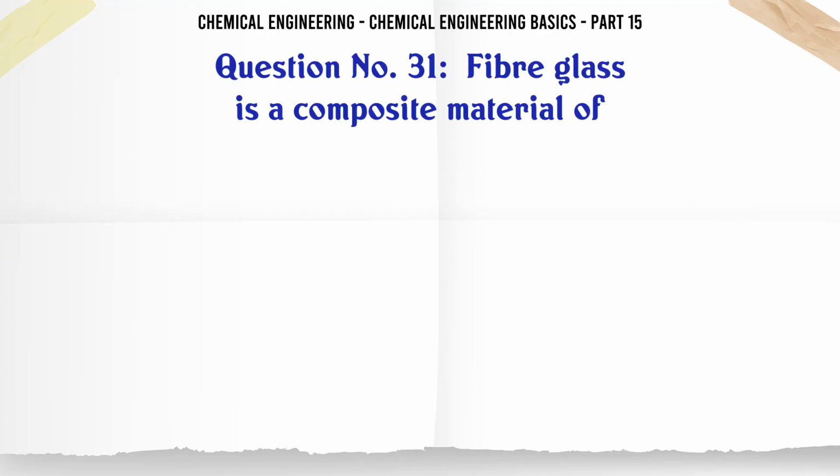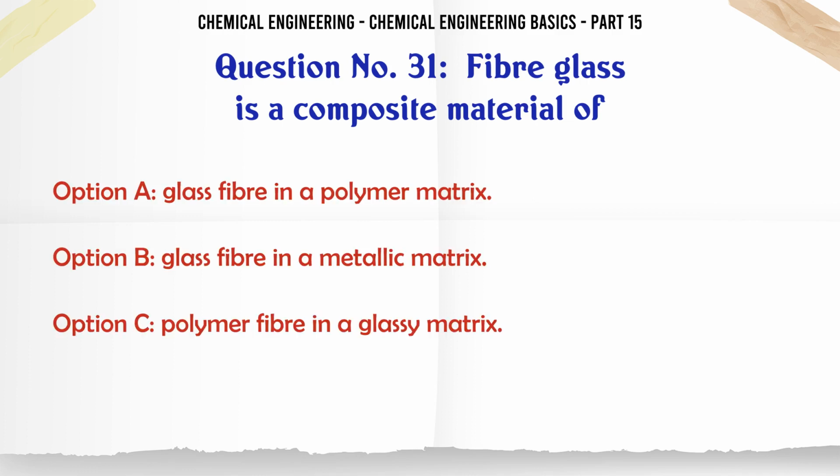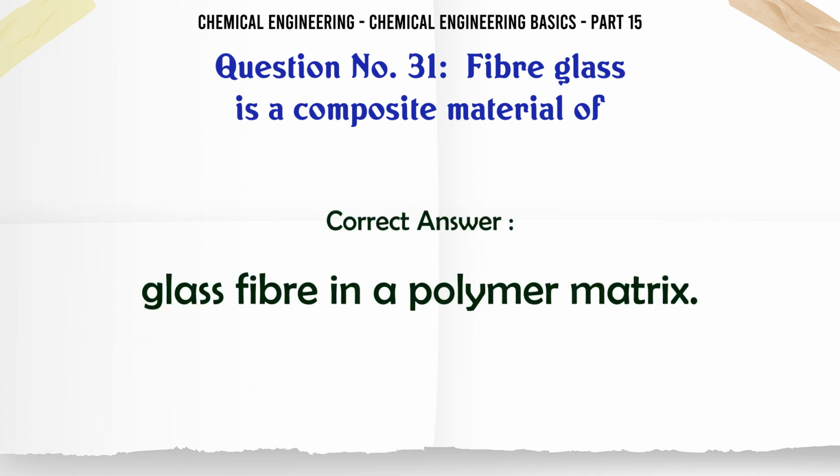Fiberglass is a composite material of A. Glass fiber in a polymer matrix. B. Glass fiber in a metallic matrix. C. Polymer fiber in a glassy matrix. D. Both B and C. The correct answer is glass fiber in a polymer matrix.